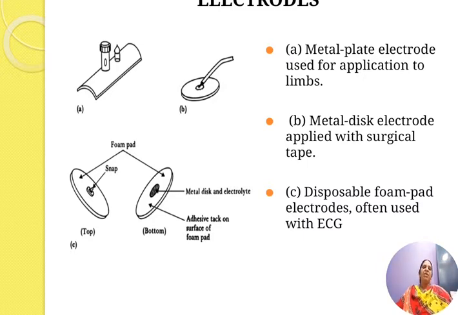Now this is the figure of your body surface biopotential electrodes. See the metal plate electrodes, they are of metal. As I have told you, three types are there in body surface electrodes. Metal plate electrodes are used for application in limbs. These are curved a little bit. They are not flat rectangular plates, but they are curved so that they can be held tightly to your hands or limbs. The second figure indicates metal disc electrodes which are applied with surgical tape. And the third one is your disposable foam pad electrodes which are often used for ECG measurement.